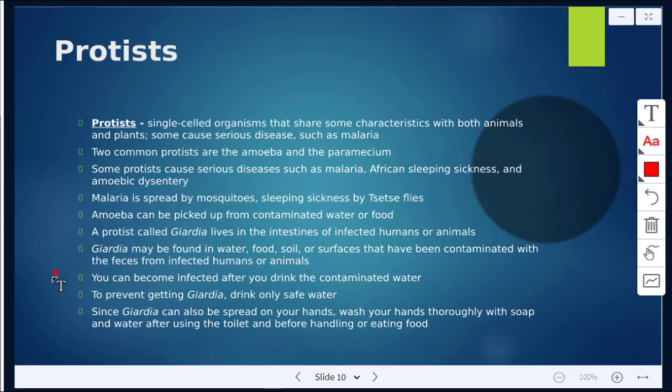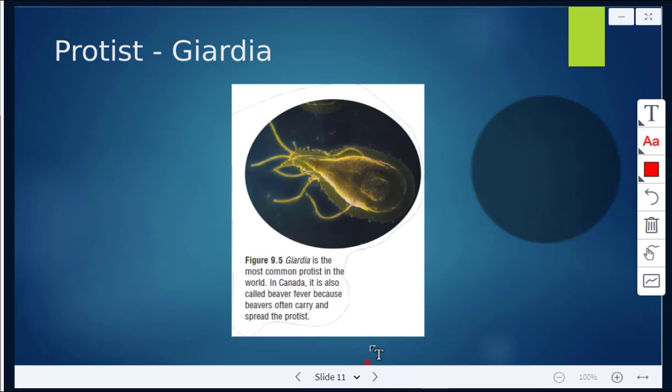To prevent getting Giardia, it's very important that you drink only safe water. And since Giardia can also be spread on your hands, it's very important that you wash your hands thoroughly with soap and water after using the toilet and before you handle or eat food. This is a picture of the protist Giardia, the most common protist in the world. In Canada, it's also called beaver fever because beavers often carry it and spread the protist.